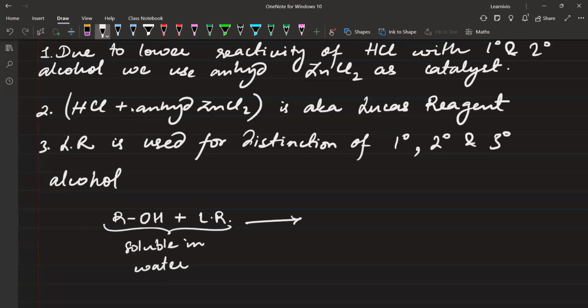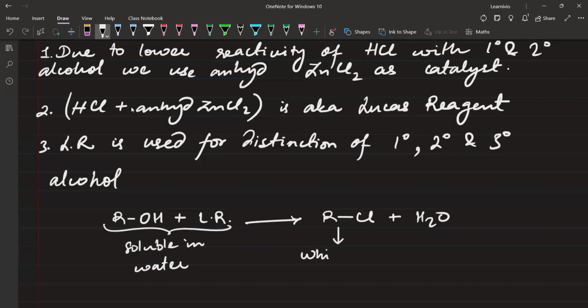अच्छा, when both of these are going to react, they will form RCl. Lucas reagent में HCl है, so they will form RCl plus H2O, and there will be ZnCl2. तो बाकी H2O, ZnCl2, everything will be soluble. Only RCl will be precipitated, or it will be having white PPT or turbidity बोल सकते हैं.